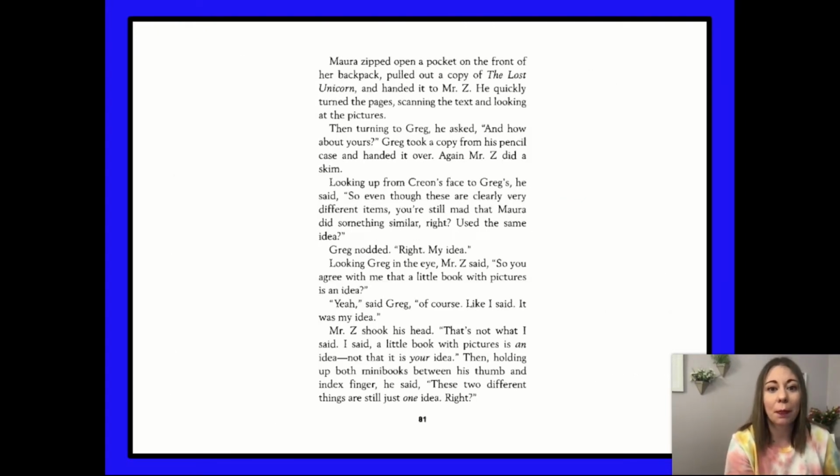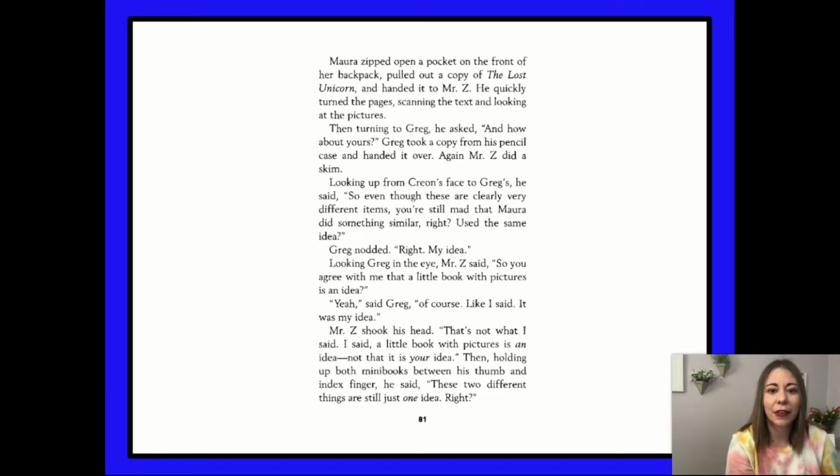Mara zipped open a pocket on the front of her backpack, pulled out a copy of The Lost Unicorn, and handed it to Mr. Z. He quickly turned the pages, scanning the text and looking at the pictures. Then, turning to Greg, he asked, "And how about yours?" Greg took a copy from his pencil case and handed it over. Again, Mr. Z did a skim.